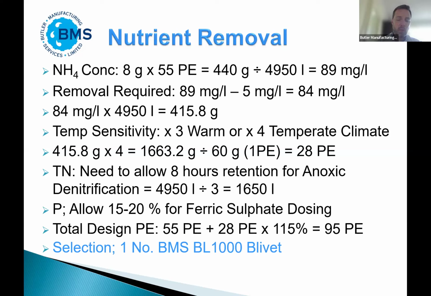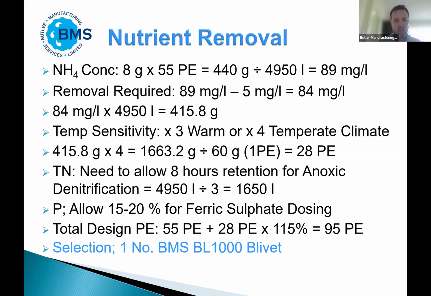So the total equivalent capacity you need in terms of BOD is 1,663 grams, and dividing by 60 grams, which is 1 population equivalent of BOD, equals 28 population equivalents. This is added on to the 55, and we're moving towards our full population equivalent calculation.